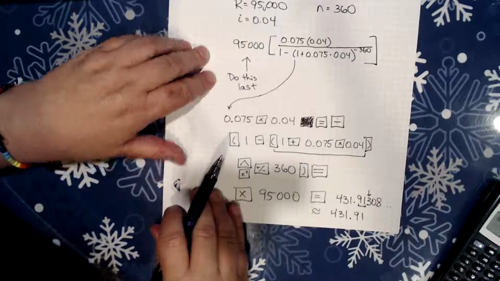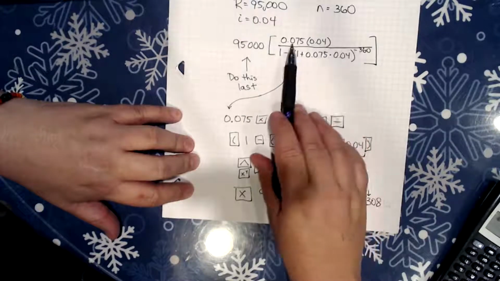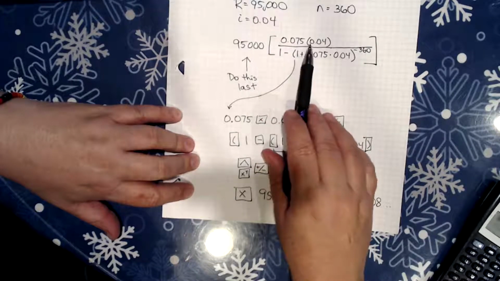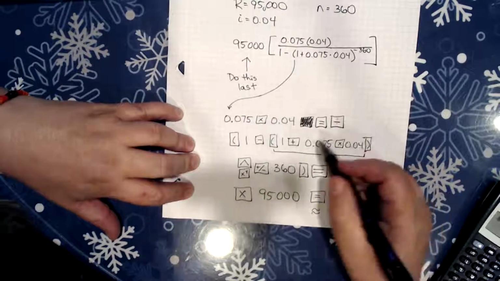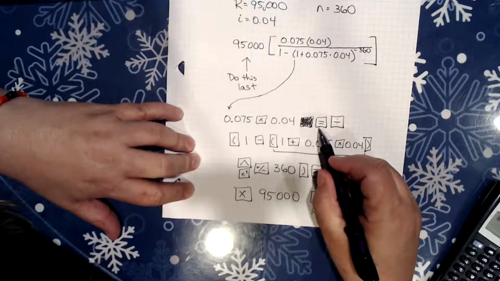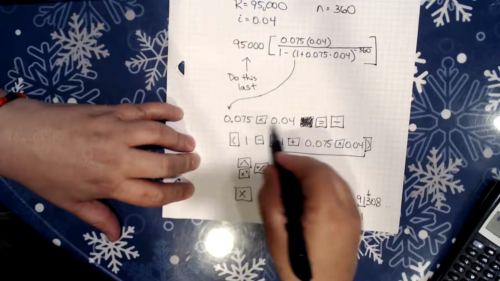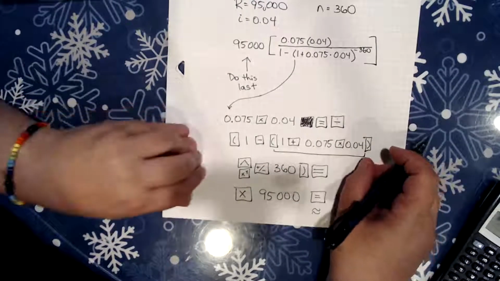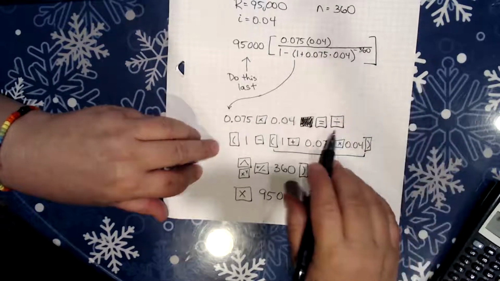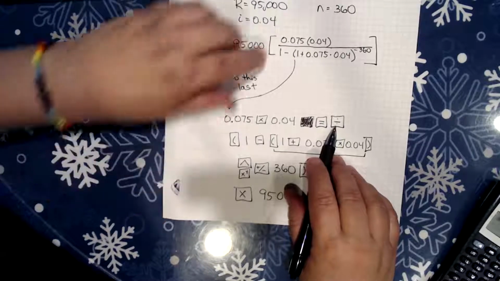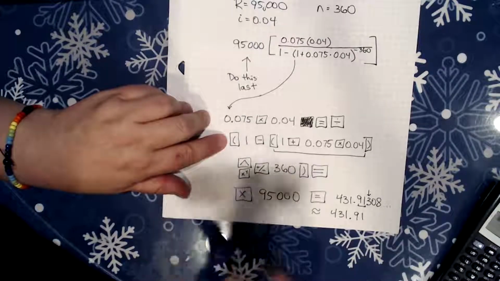Hopefully it's fairly self-explanatory. Up top, the numerator is 0.075 times 0.04, so I've got that multiplied. I'm going to hit equals, and that will allow me to get this value. On a lot of calculators, if you just string everything along, the order of operations gets kind of wonky, so go ahead and hit equals at the end of your numerator. Then I'm going to divide by the entire denominator, and to do that, I'm going to use parentheses.